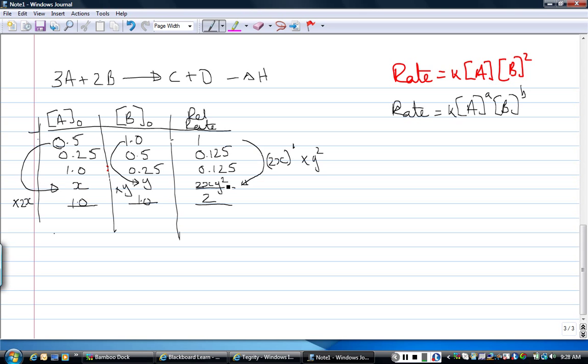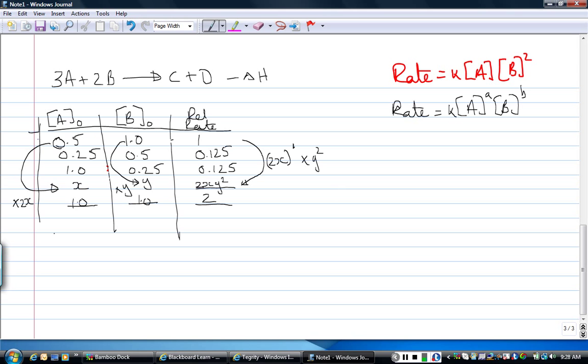Okay? So I can fill in the data given the rate equation. Once I have the rate equation, I can put in data for the table. Alright, so the next question probably asks you to write a reasonable mechanism for the reaction.